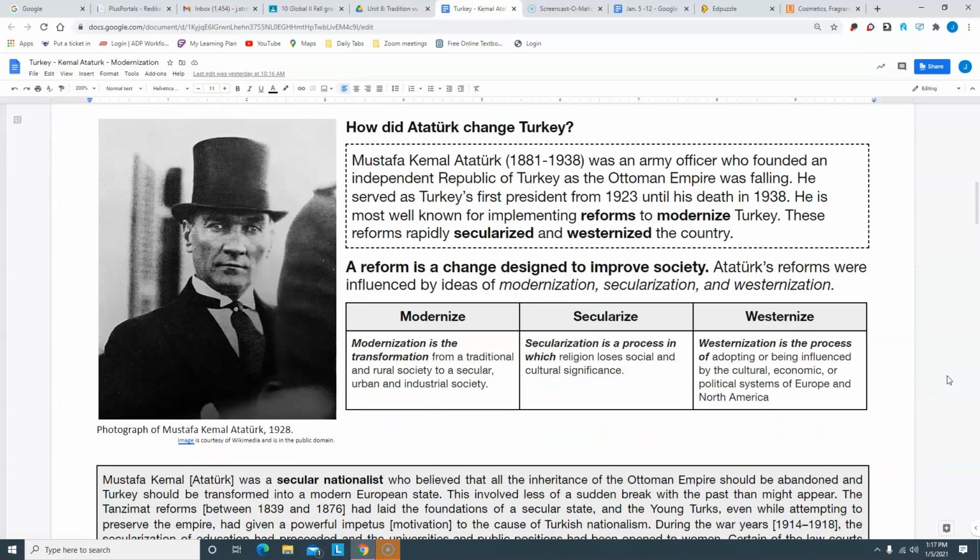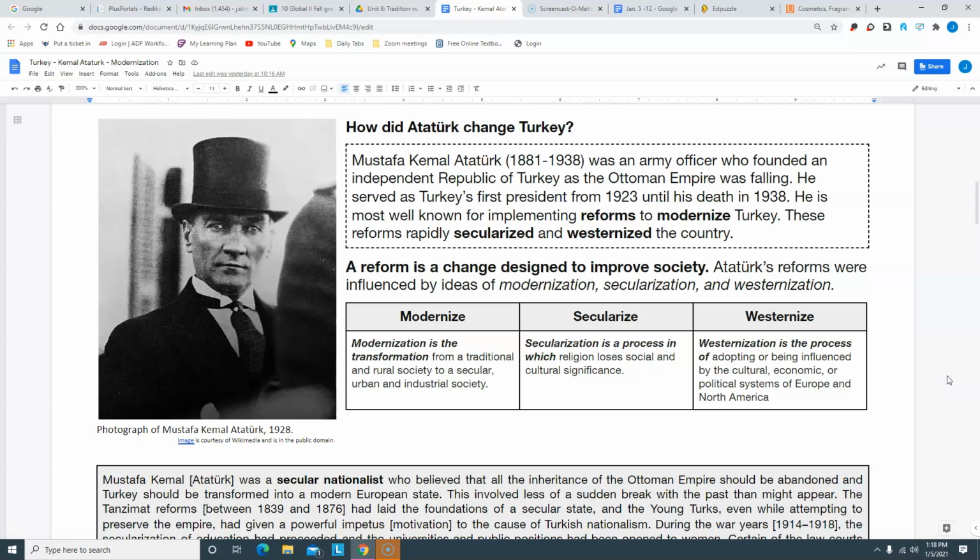All right, so let's figure out how Turkey became modernized. Mustafa Kemal Ataturk lived from 1881 to 1938. He was an army officer who founded an independent Republic of Turkey as the Ottoman Empire was falling. He served as Turkey's first president from 1923 until his death in 1938. He is most well known for implementing reforms to modernize Turkey. These reforms rapidly secularized and westernized the country.